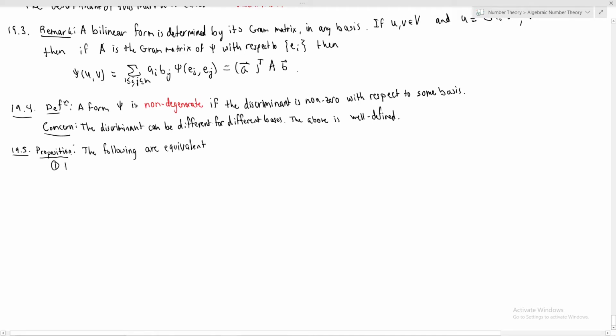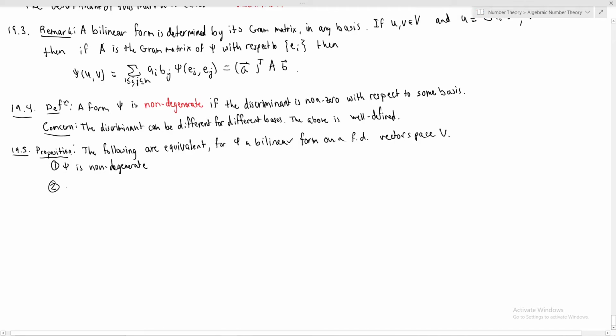One, psi is non-degenerate. So again, psi is a bilinear form on, let's say, a finite dimensional vector space V. Okay, so as non-degenerate.